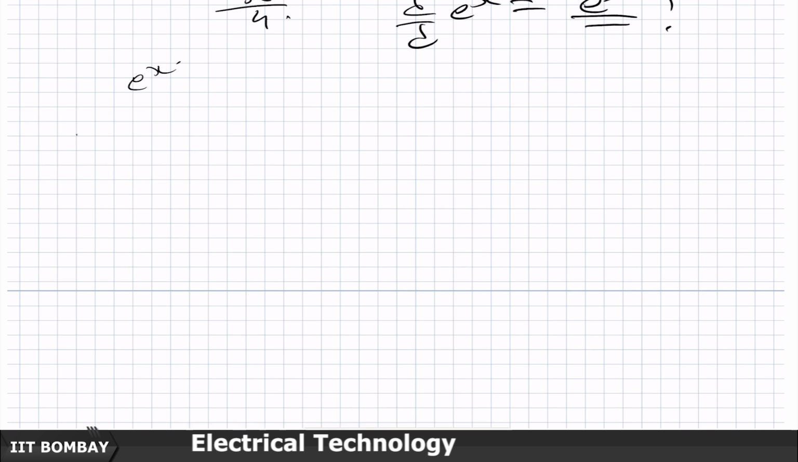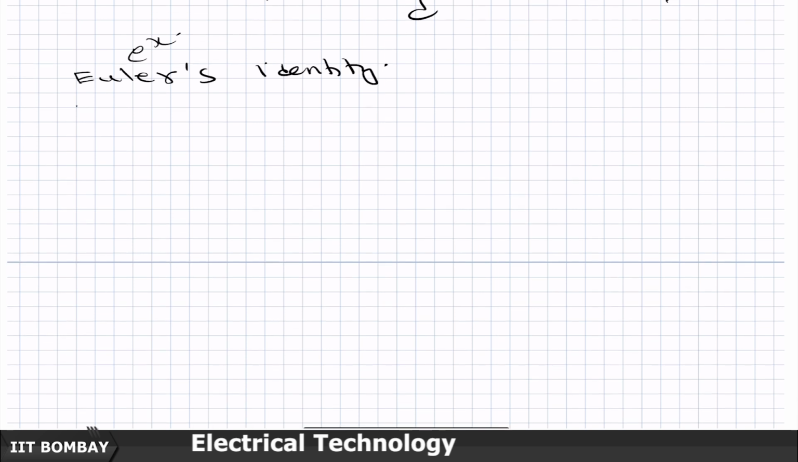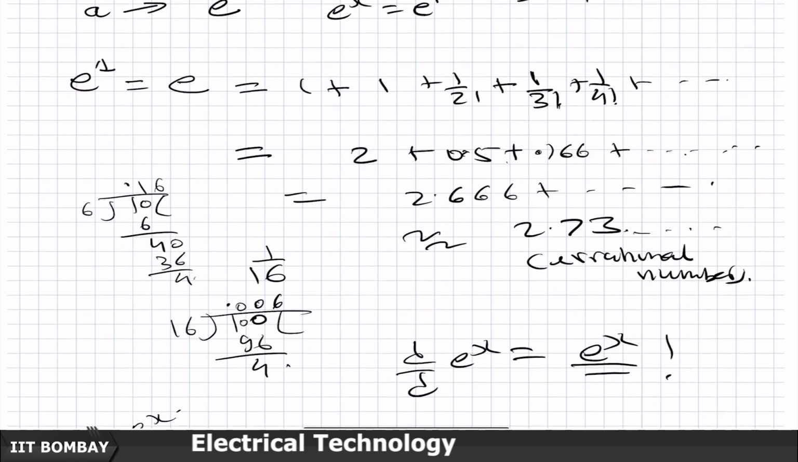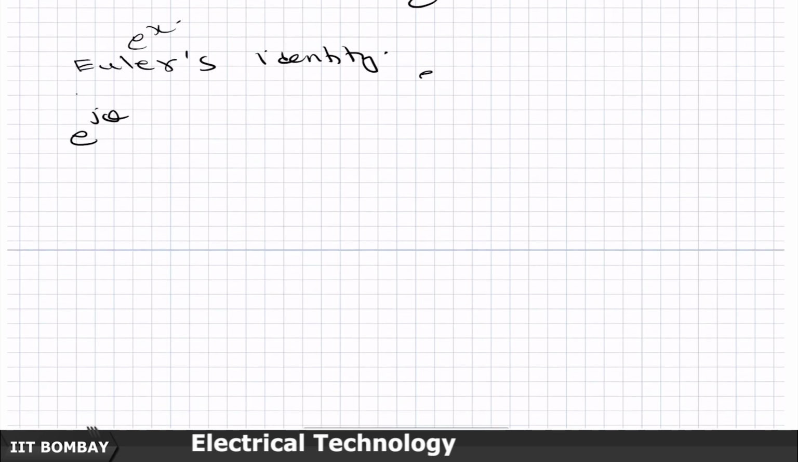Now I am in a position to address Euler's identity. I am interested in e to the power j theta. So, now let us evaluate this e to the power x, which was 1 plus x plus x square by 2 factorial and so on up to x to the power n by n factorial and so on. Let us take x to be equal to j theta and simplify this.